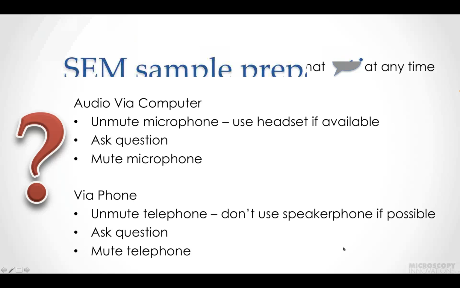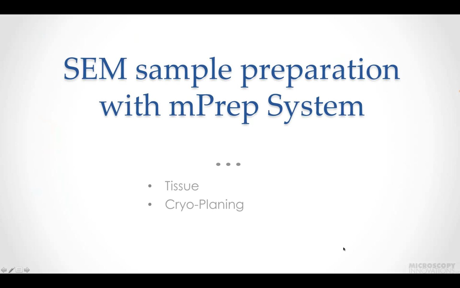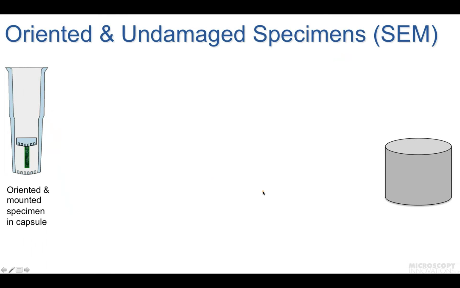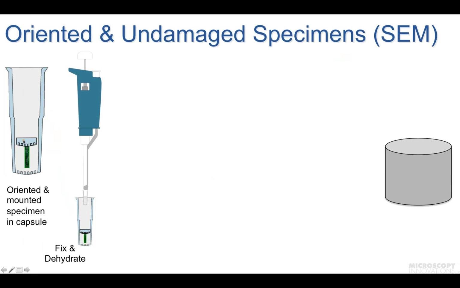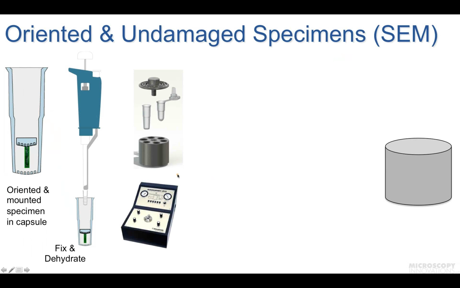So let's now look at a couple of applications for SEM sample prep, one with tissue and one technique, also tissue with cryoplaning. So here we have an advantage that I'm going to show of SEM processing using the mPrep capsules. A specimen can be pinch mounted and oriented in the capsule using the screen in the workstation. And once it's in there, all the fluid exchanges now occur with that sample suspended in the middle of the capsule for fixation, dehydration, critical point drying.